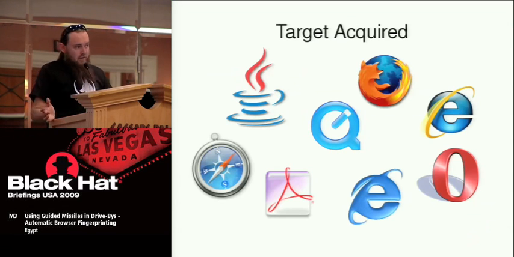So now we know what we've got. We've detected the browser. We've detected that this particular ActiveX object exists. Now what do we do with it?